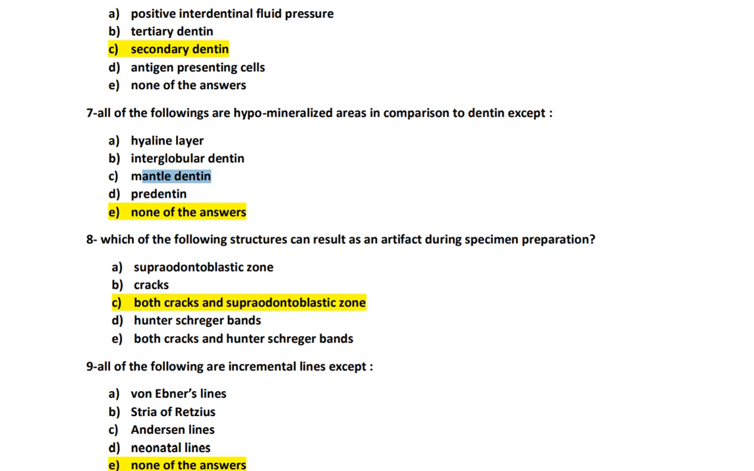زي نوع من أنواع الخلل. السوبرادونتوبلاستيك زون أكيد supraodontoblastic zone هي ناتجة عن stretching of the histological tissue أوكي، يعني ناتجة عن إنه بنمط النسيج فطلع عندي supraodontoblastic zone. الإنامل cracks أكيد اللي هو الكسورات في الإنامل. Hunter Schreger band لا it's more of an optical illusion okay.